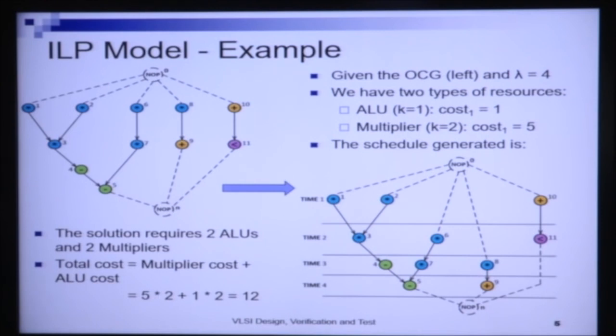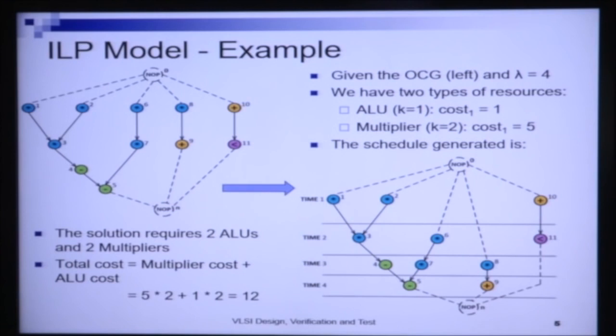Now, given this, we know that to schedule this, we need at least 2 ALUs and 2 multipliers from the resource constraint scheduling problem. This is what we did not go through, but this is what the ILP will exactly tell me. The time constraint scheduling ILP will also give me the same solution, that to schedule within 4 time steps, you need at least 2 ALUs and 2 multipliers, and that is the least cost solution that you have in terms of area required.